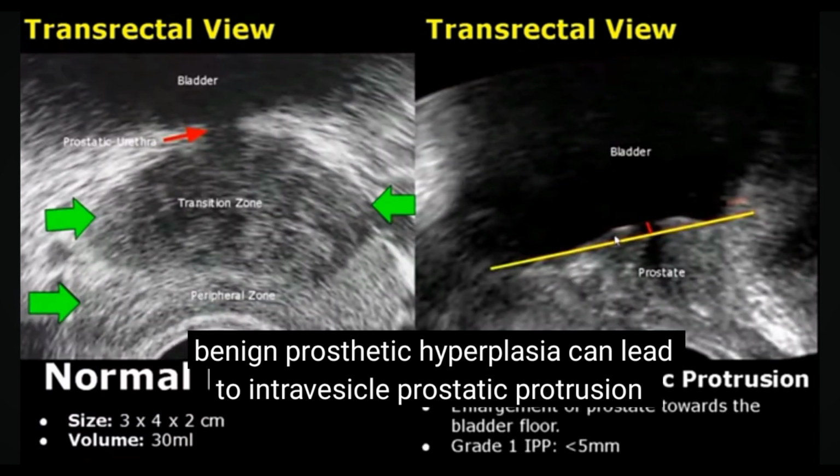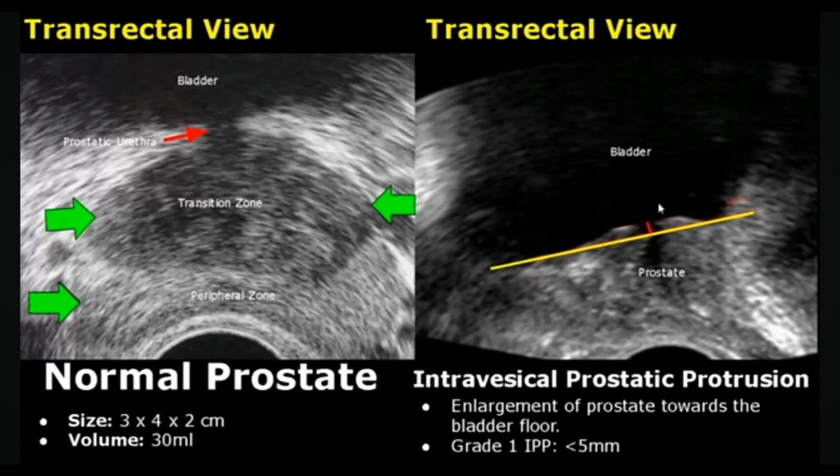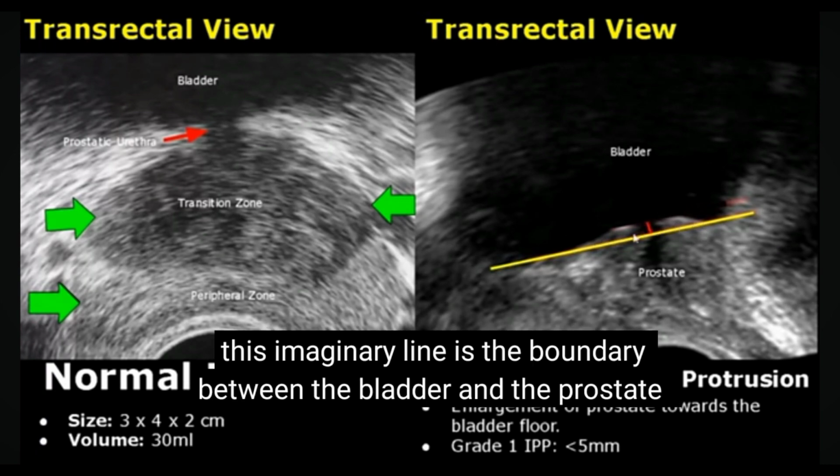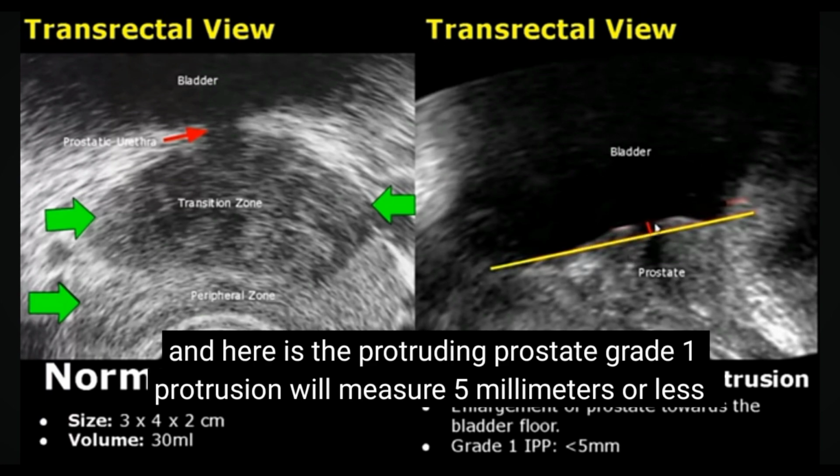Benign prostatic hyperplasia can lead to intravesical prostatic protrusion, which is the enlargement of the prostate towards the bladder floor. This imaginary line is the boundary between the bladder and the prostate. And here is a protruding prostate, grade 1. Protrusion will measure 5 millimeters or less.